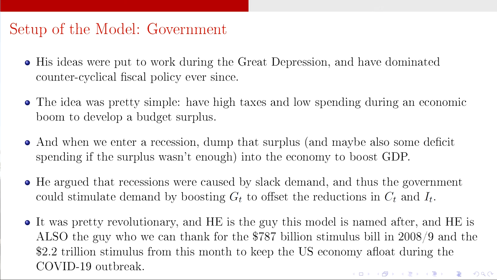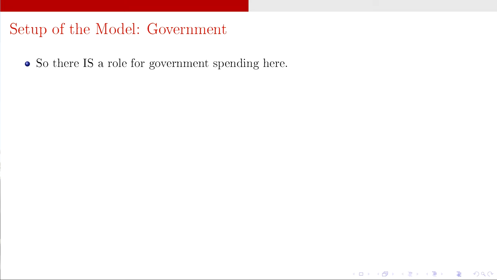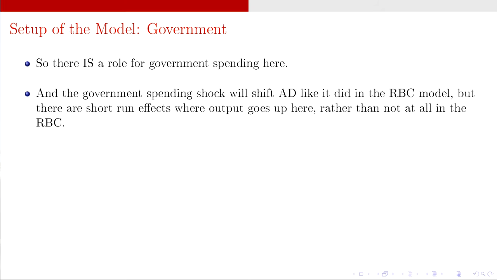2008, 2009, and the $2.2 trillion stimulus bill from this month. I actually made this slideshow in April or May of earlier this year, but the $2.2 trillion stimulus plan to keep the U.S. economy afloat during the outbreak. So everybody gets their $1,200 check. Well, they get that $1,200 check thanks to the work of John Maynard Keynes from the 1930s and 1940s. So there is, in fact, a role for government spending here. And this government spending shock is going to shift aggregate demand.